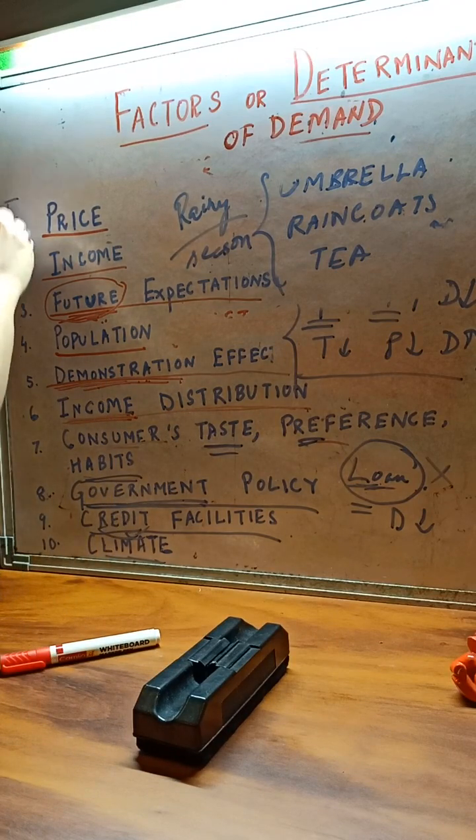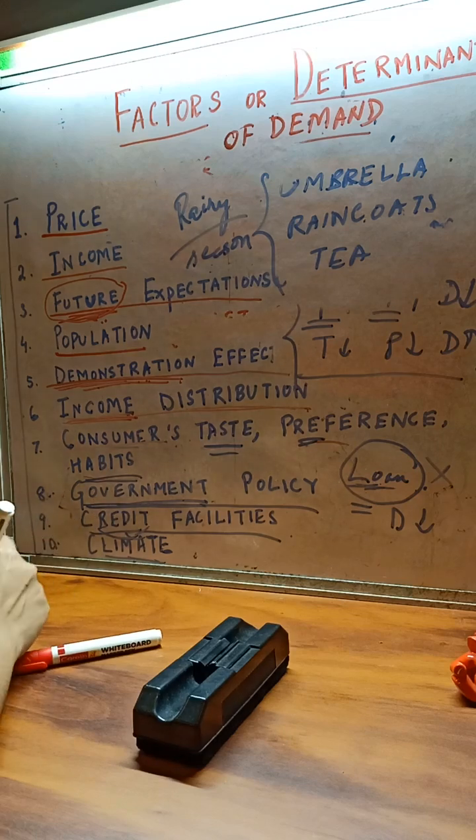So in all, we have 10 points. These are all important points for factors or determinants of demand. So that's it for today, students. Today we have completed factors or determinants of demand.